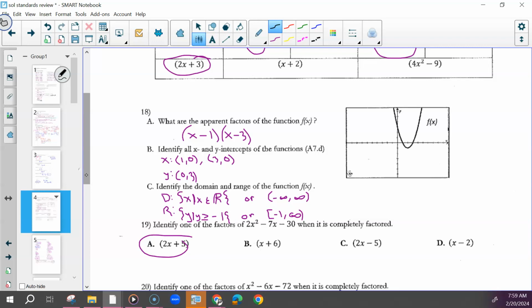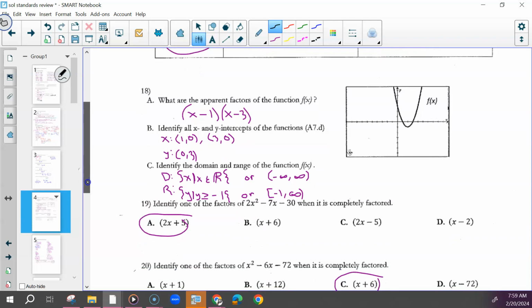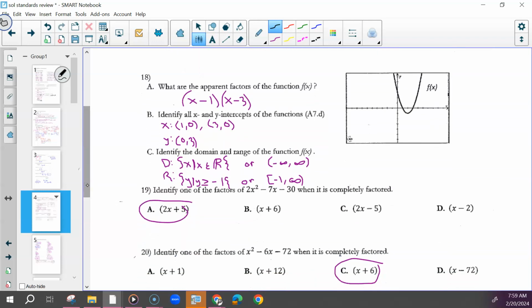B you should have been able to do because we've talked about this before. The x-intercepts were 1, 0 and 3, 0. The y-intercept was 0, 3. Domain and range we have not talked about, but the notation should look familiar. So when we get there, be thinking about that.